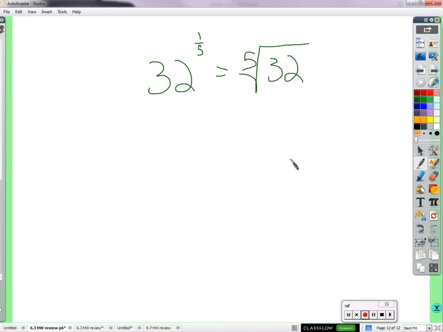I think it's 2? Yeah. It's 2. Sounds like we've all checked it, and it's 2. Because 2 times 2 times 2 times 2 times 2 is 32, or 2 to the 5th, which is what I just said, but shorter. 2 to the 5th is 32. So 32 to the 1/5 is the same as the 5th root of 32, which is a number that multiplies by itself 5 times to give you 32. That number is 2.